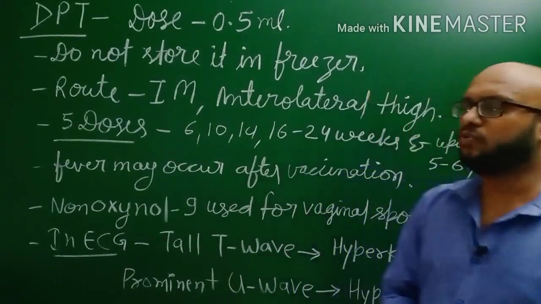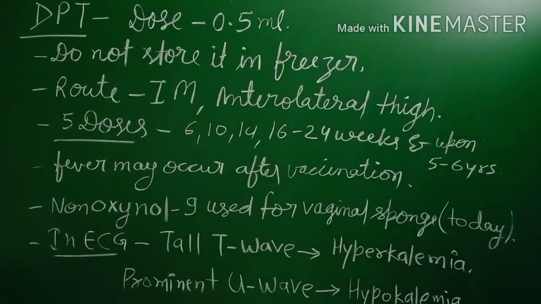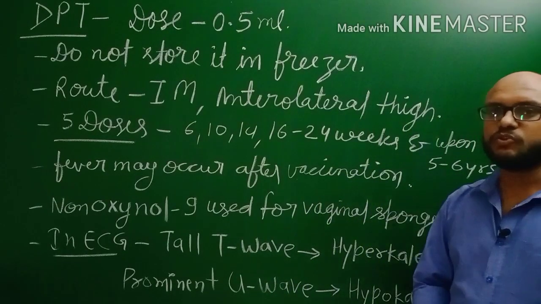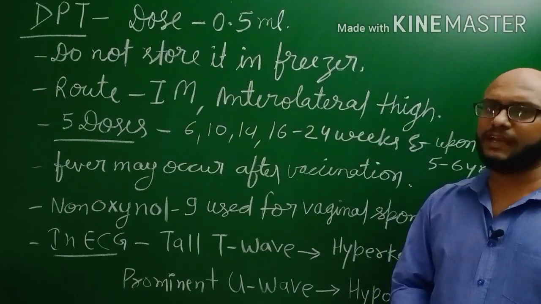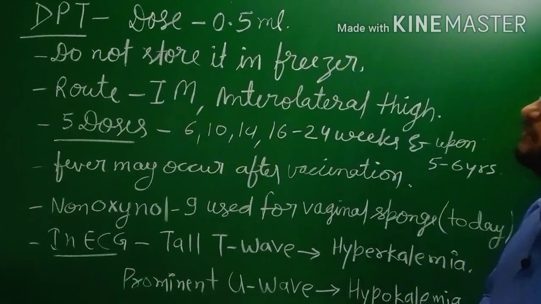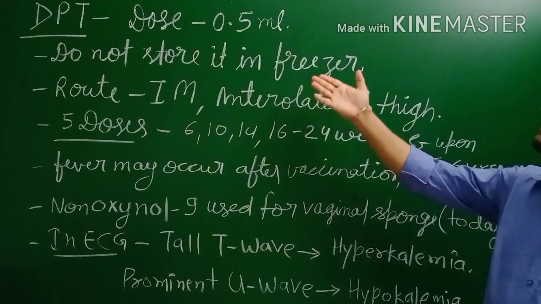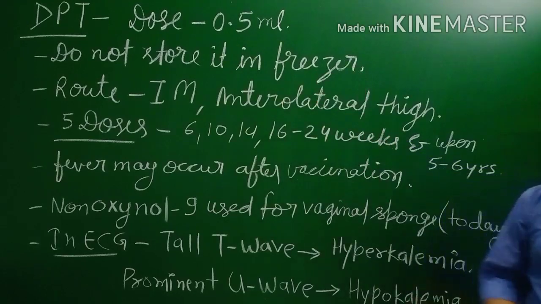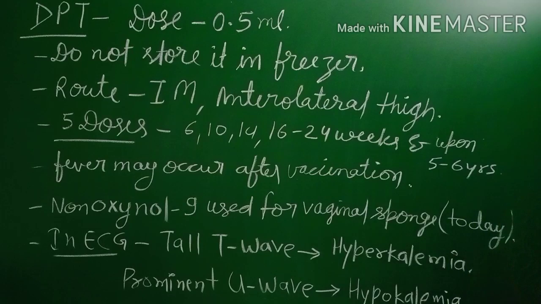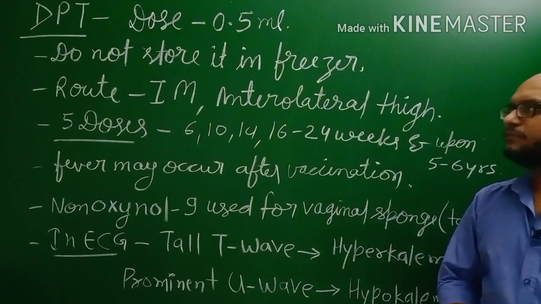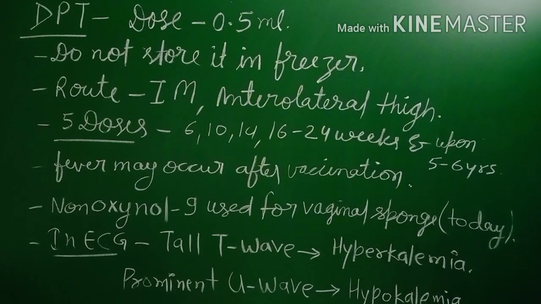Now let's talk about the DPT vaccine. DPT stands for diphtheria, pertussis and tetanus. DPT vaccine is now included in pentavalent vaccine. The dose of this vaccine is 0.5 ml. Do not store this vaccine in the freezer. If it is mistakenly stored in the freezer, you should discard it.